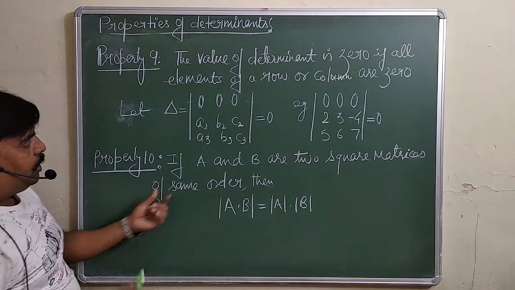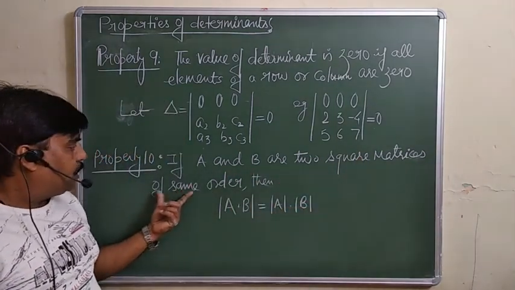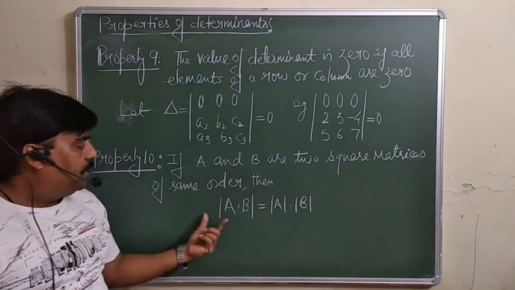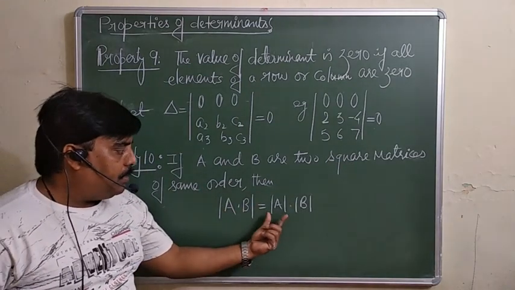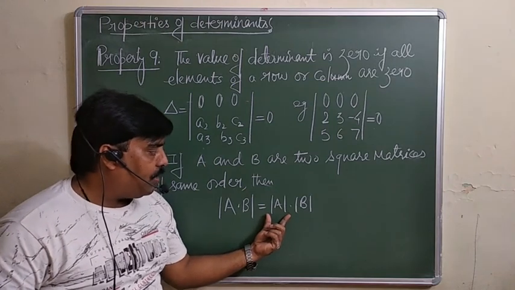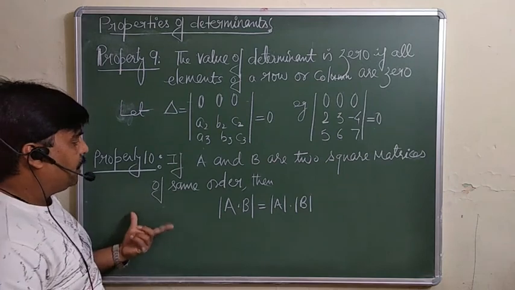Similarly, if A and B are any two square matrices of the same order, they should be of the same order, then if we take the determinant of A into B, that will be equal to the determinant of A into the determinant of B. So this is the property. Have a look.